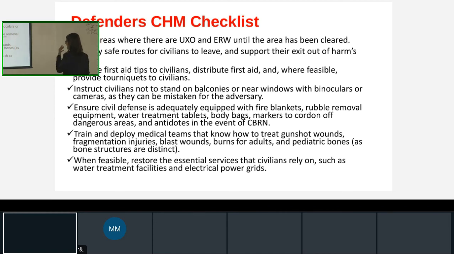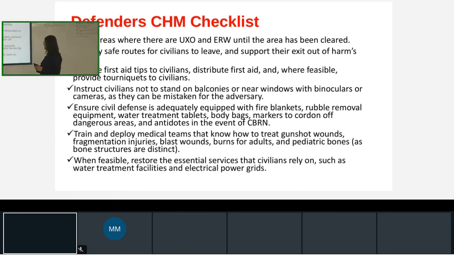Civil defense has fire blankets, rubble removal equipment, water treatment tablets, and antidotes. Like in Syria, when they used chemical weapons, the sarin, getting antidotes to civil defense that they could give to the population quickly.